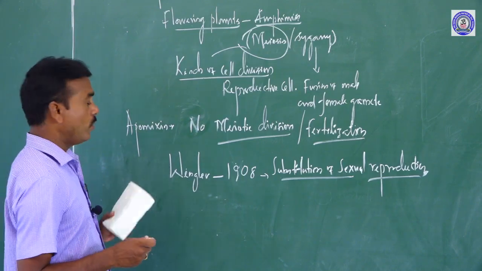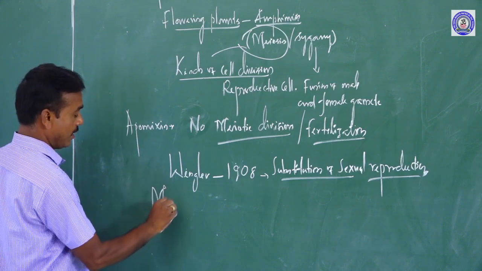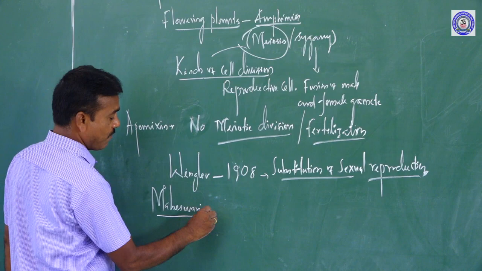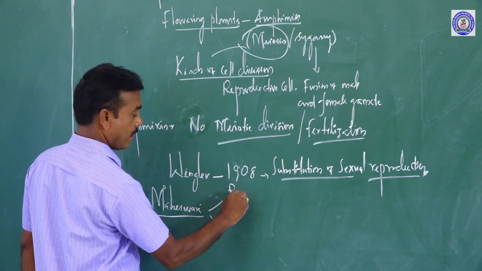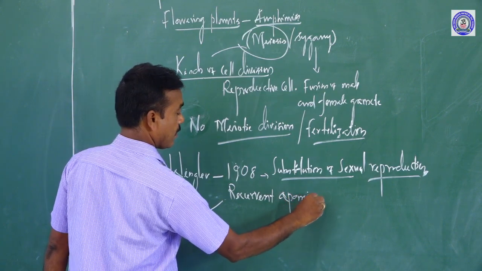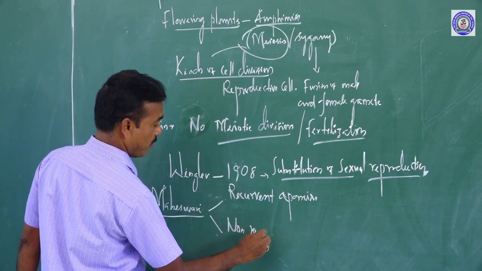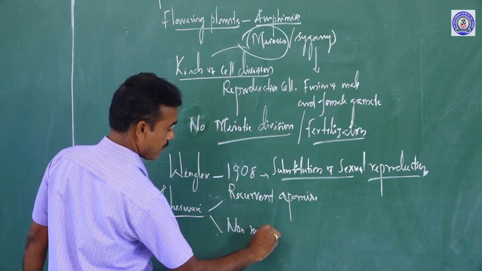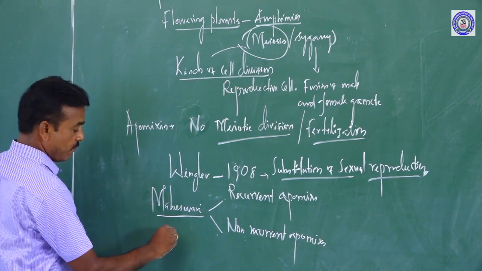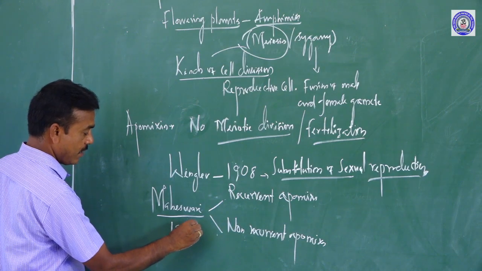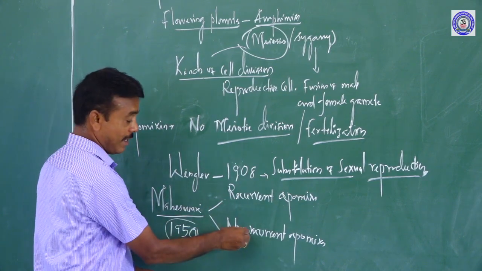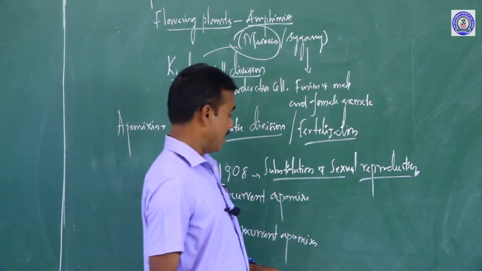Based on this point of view, the great scientist Maheshwari, in the year 1950, classified apomixis into two types, namely recurrent apomixis and non-recurrent apomixis. Let me go on to discuss the first one, recurrent apomixis.